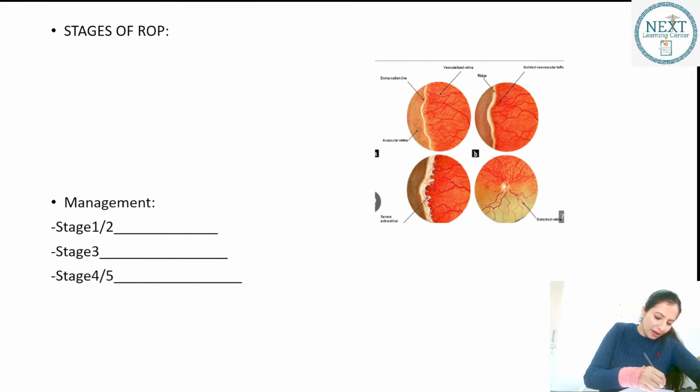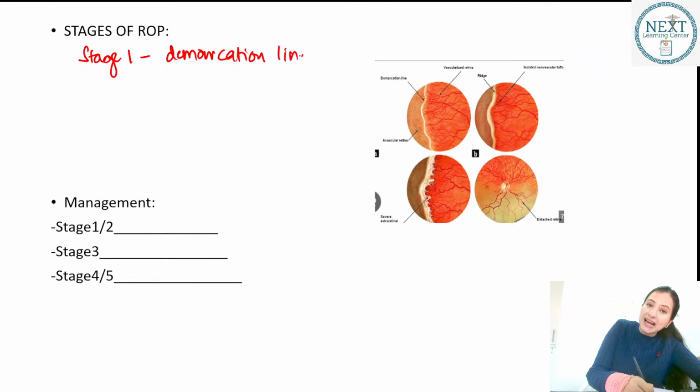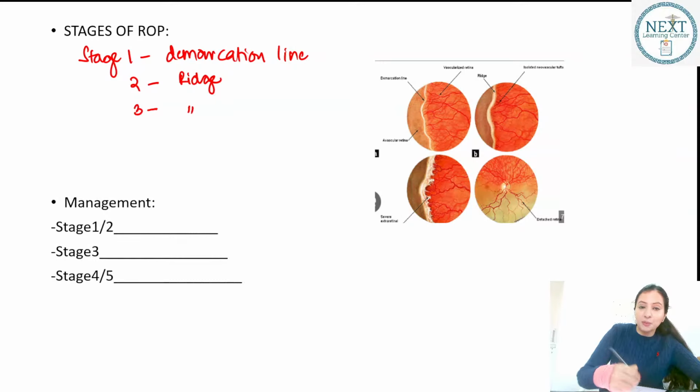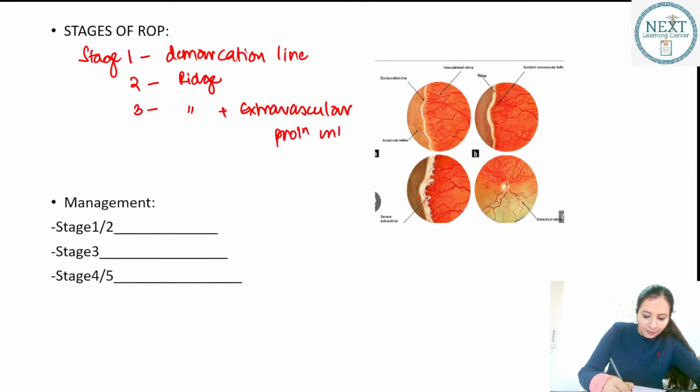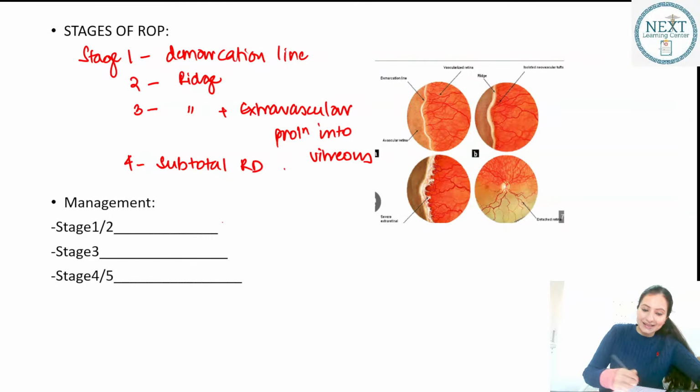Then is stages of ROP. Stage 1, it is the formation of a demarcation line between the vascular and the avascular retina. Stage 2 is the formation of a ridge. Stage 3 is characterized by formation of ridge along with some extravascular proliferation into the vitreous. Stage 4 is characterized by partial retinal detachment, and stage 5 is characterized by total retinal detachment.